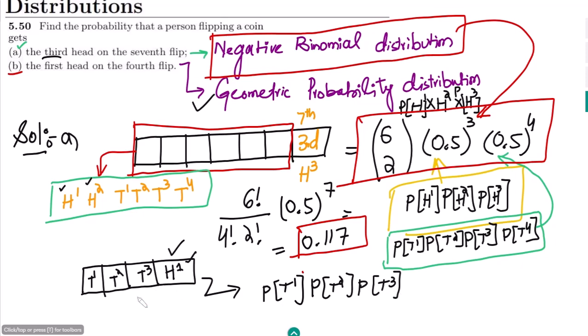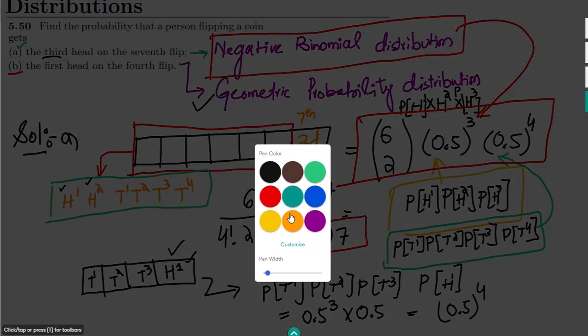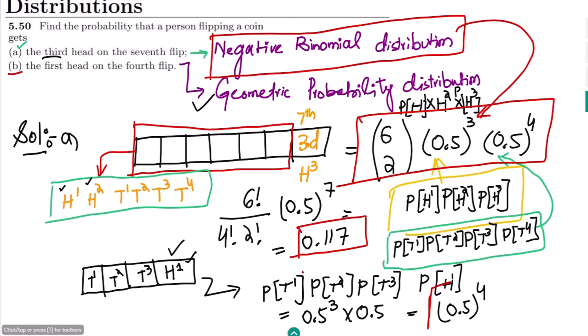These are the failures, or the tails, until we get heads, which is the success. So the number of trials or flips until we get heads, the success, represents the geometric probability distribution. The probability is P of T1 multiplied by P of T2 multiplied by P of T3 multiplied by P of H1, so 0.5 multiplied by 0.5 multiplied by 0.5, which is 0.5 raised to the power 3, multiplied by 0.5 for the head. It is 0.5 raised to the power 4, and this is the solution of question 5.50 part B.